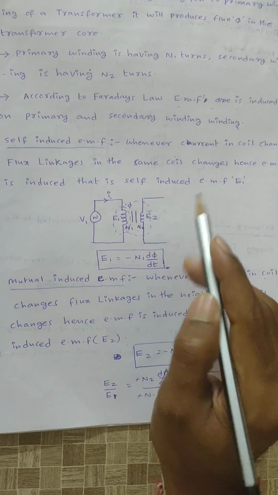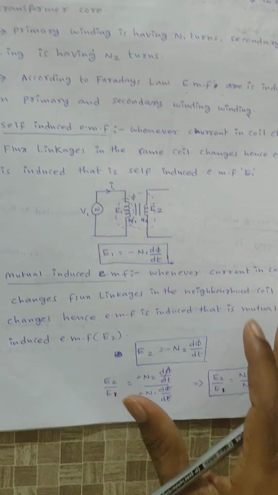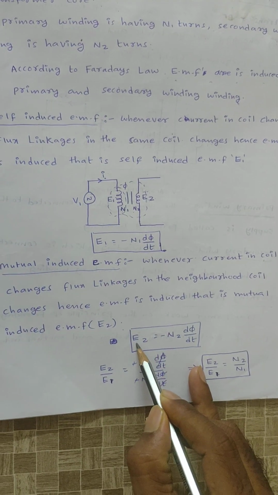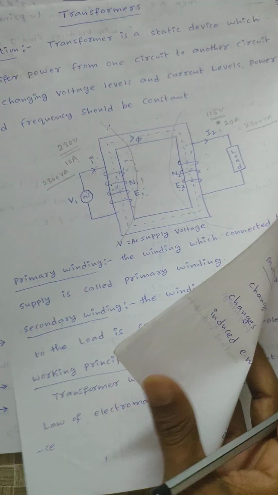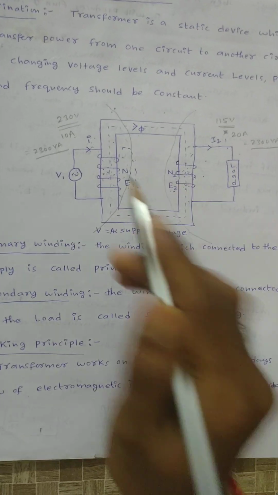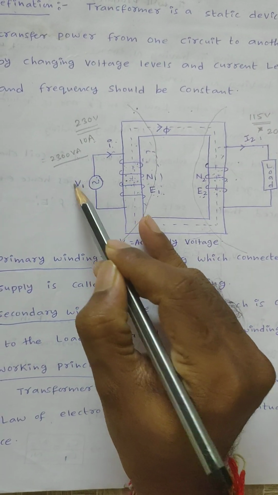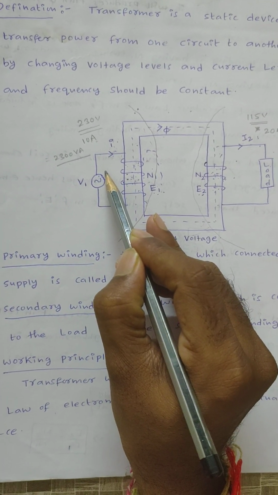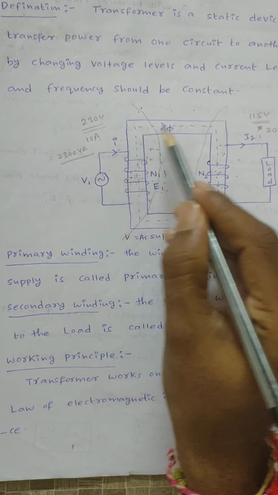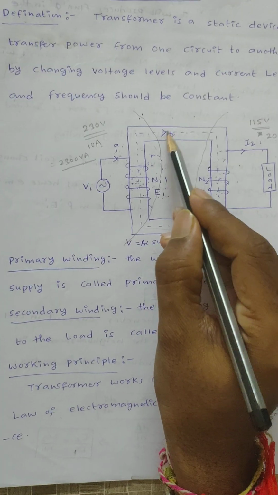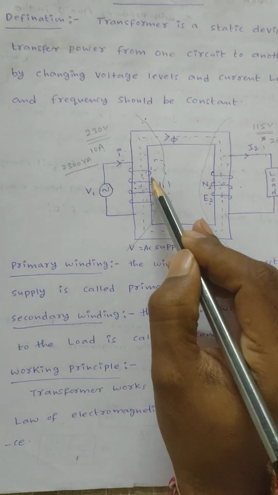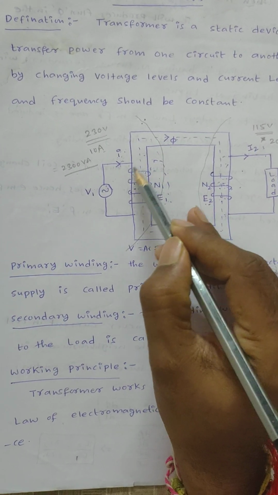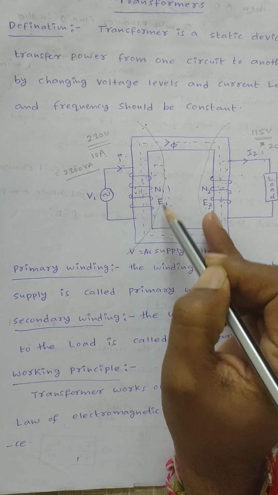Because of this induced EMF, current I2 is flowing on the secondary side, that is E2 is equal to minus N2 into d phi by dt. That means I can explain the working principle here. Whenever AC supply is given to the primary winding, it will produce a flux phi in the transformer core. The produced flux links with both the primary winding and the secondary winding. Because of this flux N1 into phi, EMF will be induced on the primary winding.